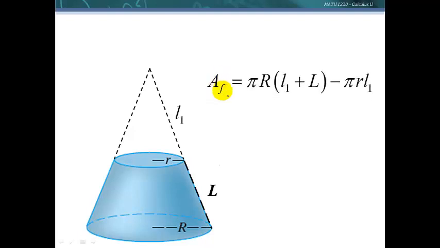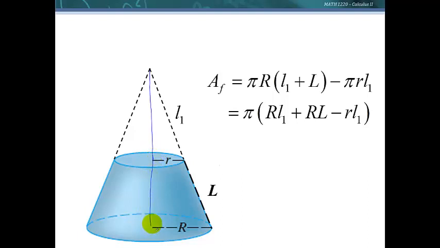And so the area of the frustum is going to be the area of the big cone, which is pi R times the lateral edge, L sub 1 plus L, and then we're going to subtract off the surface area of this upper cone, which is pi little r times lateral edge L sub 1. Now let's distribute that R through, and in order to simplify this, we're going to look at some similar triangles. We're first going to look at a triangle right here, and we'll continue this down.